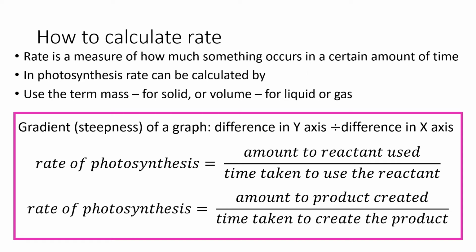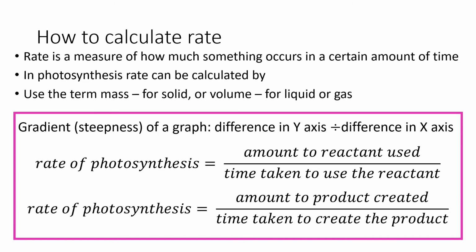So in a chemical reaction and photosynthesis, we get the amount of reactant that has been used and we divide it by the amount of time it took for that reactant to be used up. Or we take the amount of product that we created and we divide that by the amount of time it took for that product to be created.